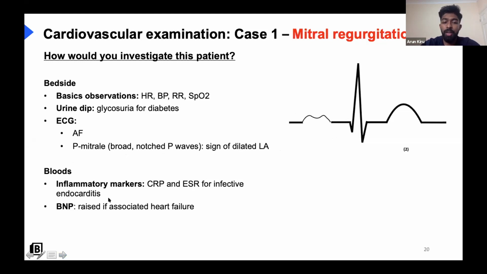Blood tests, I like to do inflammatory markers because one of the complications of mitral regurg is infective endocarditis. I want to make sure there aren't any signs of that. And a BNP, which would be raised if there's associated heart failure. Remember, another one of the complications is your left ventricular outflow reduction.